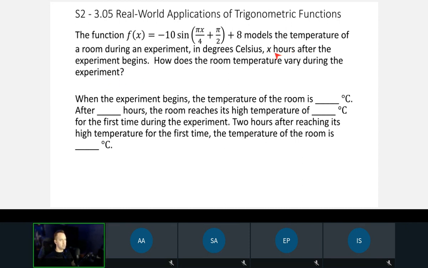So this is important. X is in hours. You probably want to underline that. That's important. All right. When the experiment begins, the temperature of the room is blank Celsius. So X is hours after the experiment begins. So if I want to find the temperature when the experiment begins, what should I plug in to my formula here?